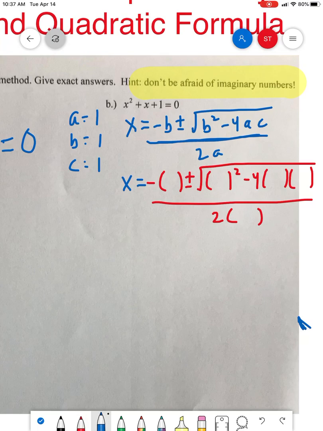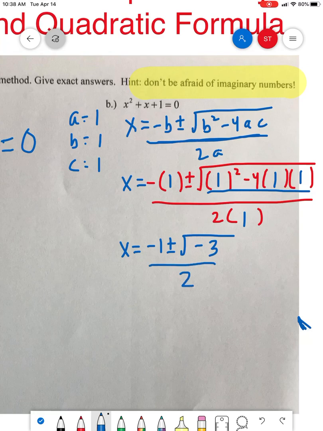Okay, so now all I need to do is substitute in my b value, 1. My a value is also 1. Yeah, this is a good one. All right, so now let's keep going. Negative 1 plus or minus, okay, what is 1 squared? You could put this entire thing in a calculator or just use your brain. 1 squared is 1. Negative 4 times 1 times 1 is negative 4. 1 minus 4 is negative 3, all over 2 times 1, which is 2.